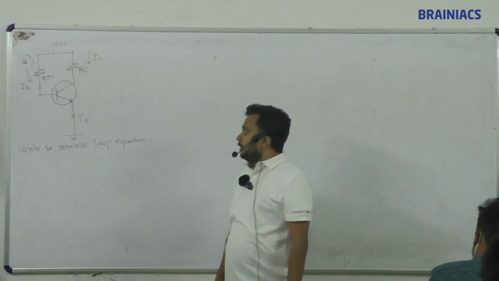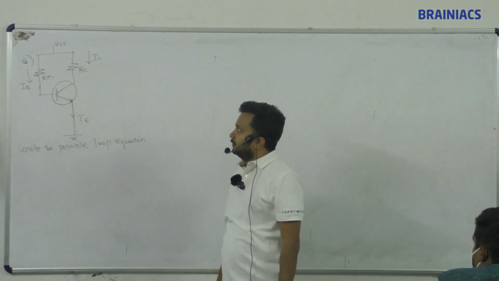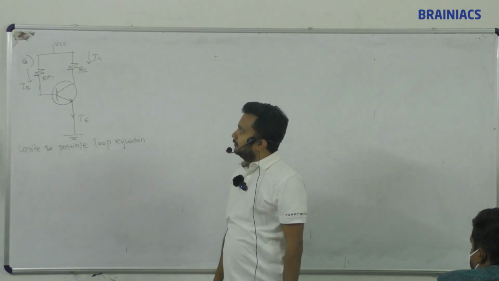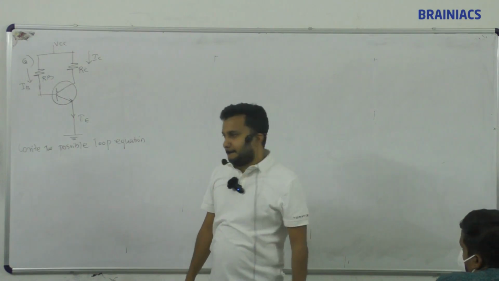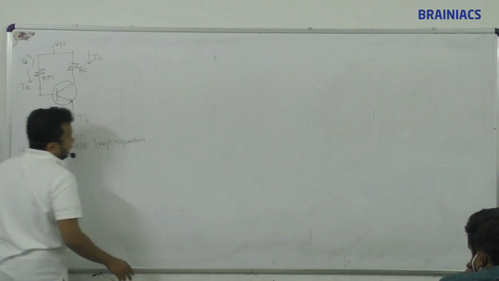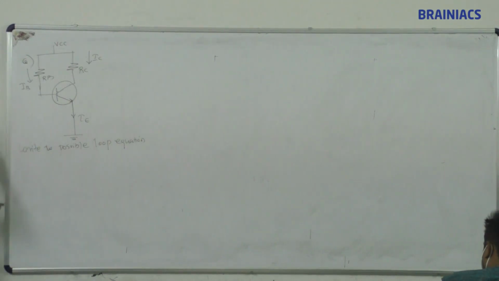Okay, now how many loops are there? 1, 2. Only 2 or 3? Okay, so because you all don't want to learn, at least can you tell me 2 loops? 2 loops, whatever you are saying.